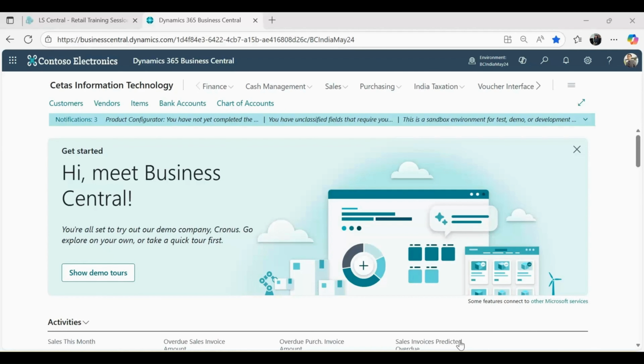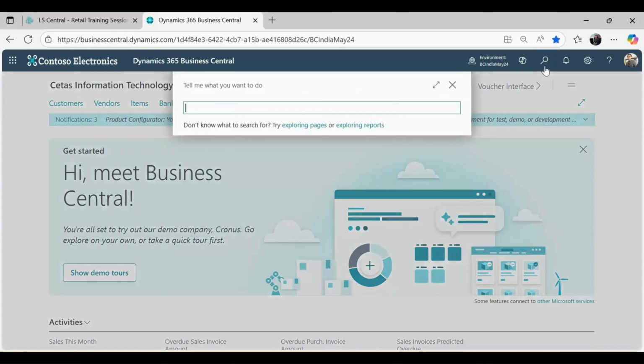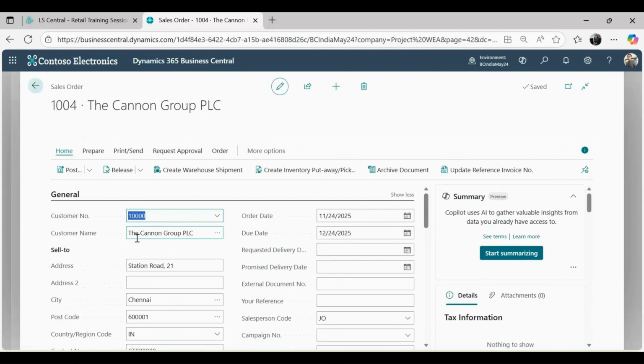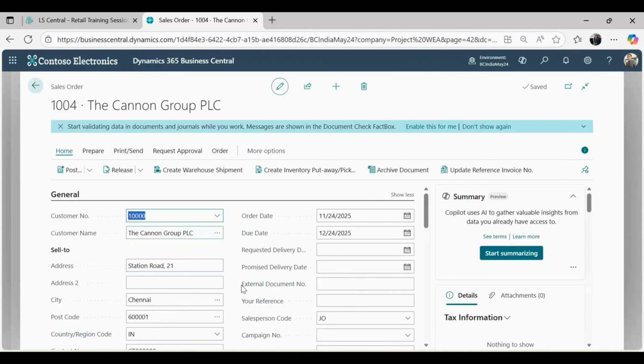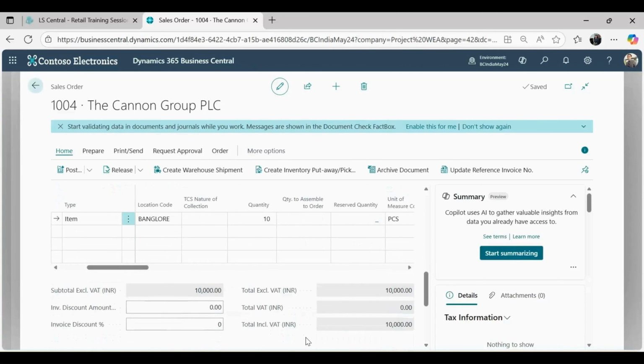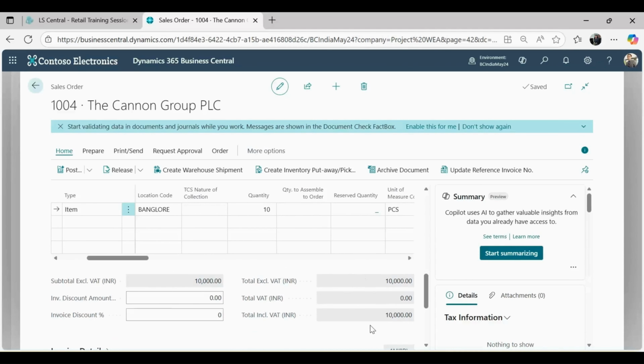Let's start with the sales order. I have already created one in the system. We have mentioned the customer number, the item number, and the quantity we are going to sell. Based on these details, the system will automatically compute the total amount of the sales order. In this case, we are going to sell 10 units of the spokes.